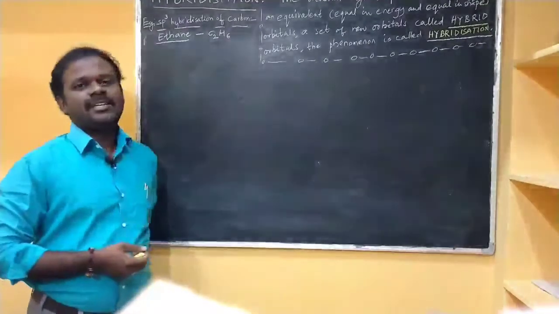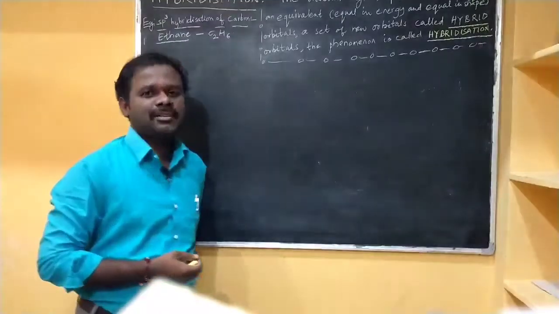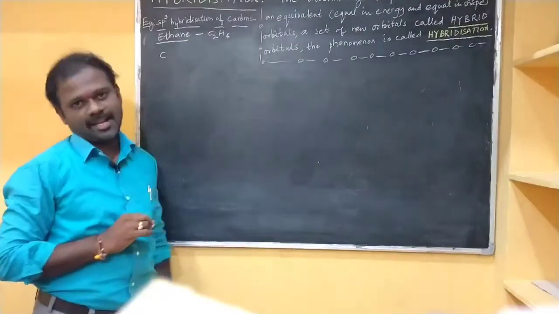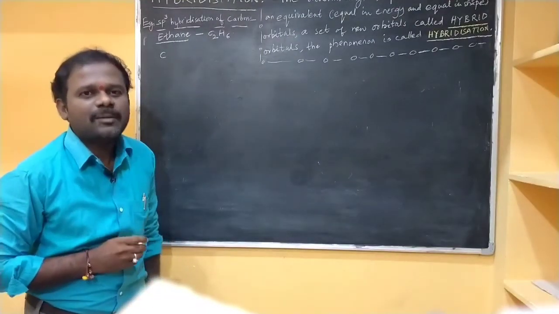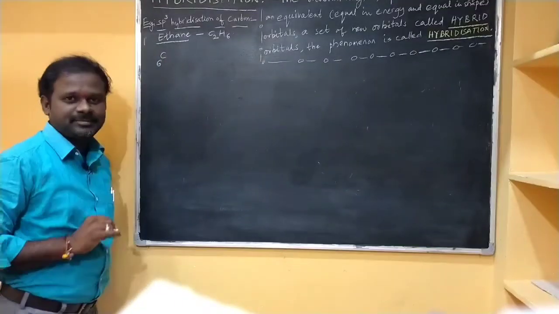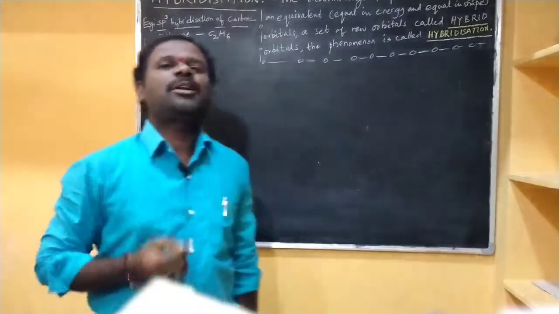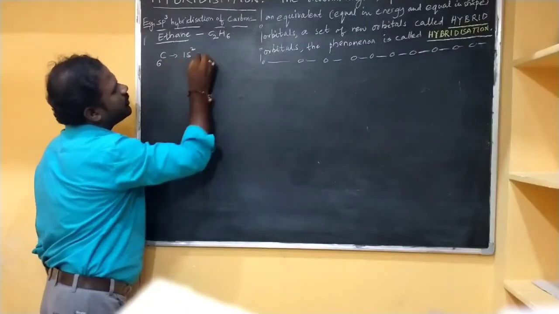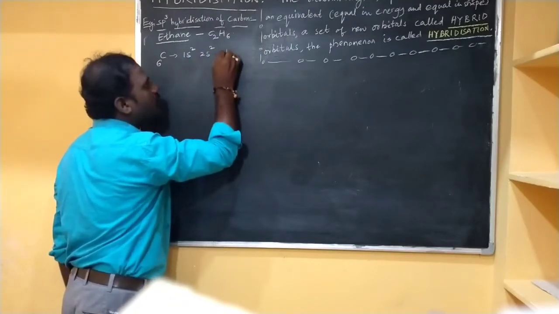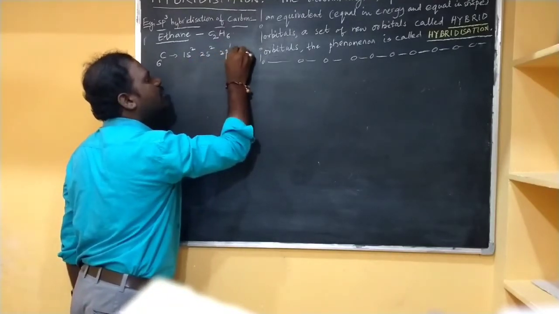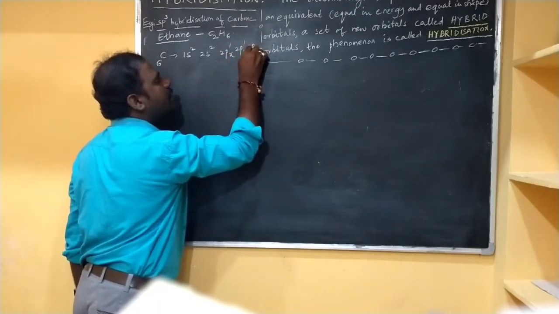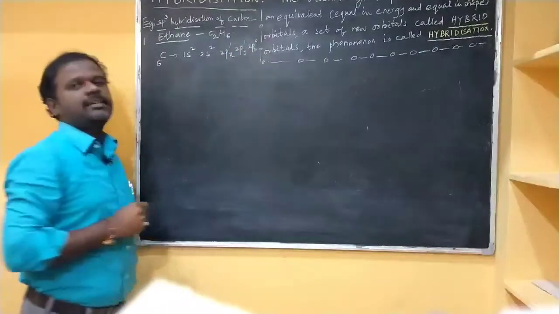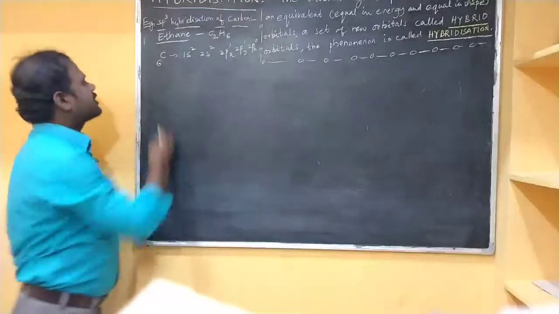In ethane, the central atom is carbon. What is the atomic number of carbon? It is 6. What is the electronic configuration of carbon? It is 1s2, 2s2, 2px1, 2py1 and 2pz0 in the ground state.